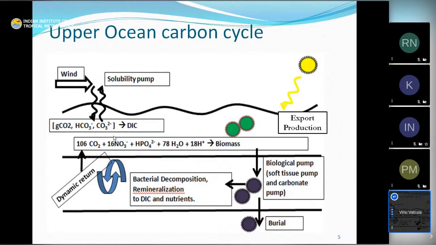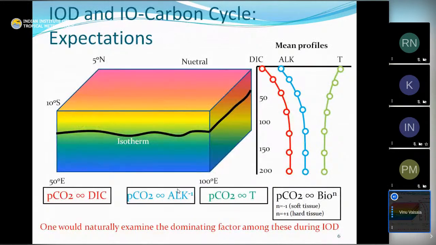So there is a solubility pump acting on the surface, which exchanges carbon from the atmosphere to the ocean, and a biological pump that synthesizes this carbon into biomass and exports it to the interior, and the bacteria return it back to inorganic form, and dynamics bring it back to the surface. So this is a simple schematic representation of the upper ocean carbon cycle. However, in the real process, there are a lot of other biological processes that regulate or limit this upper ocean carbon cycle.